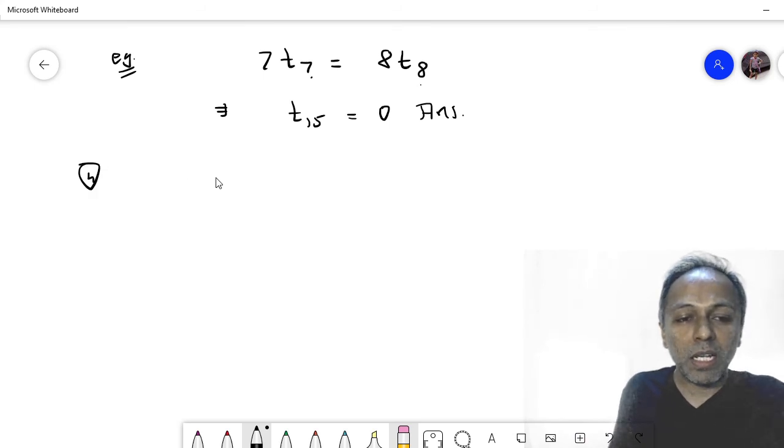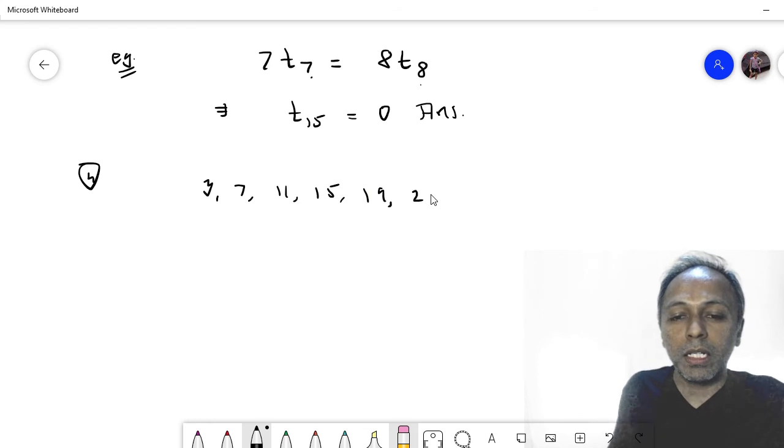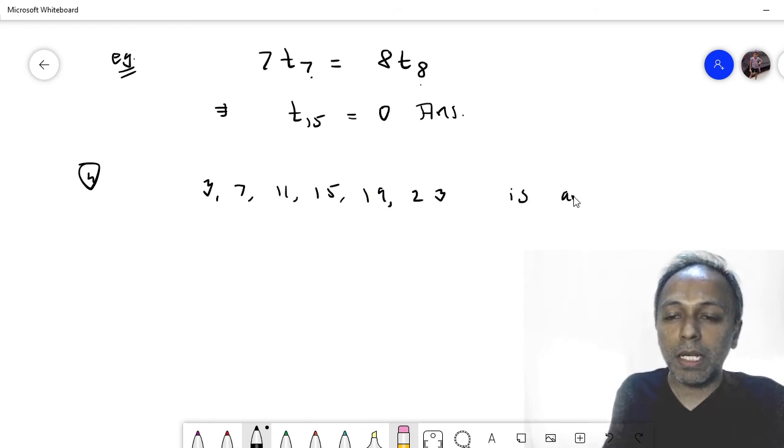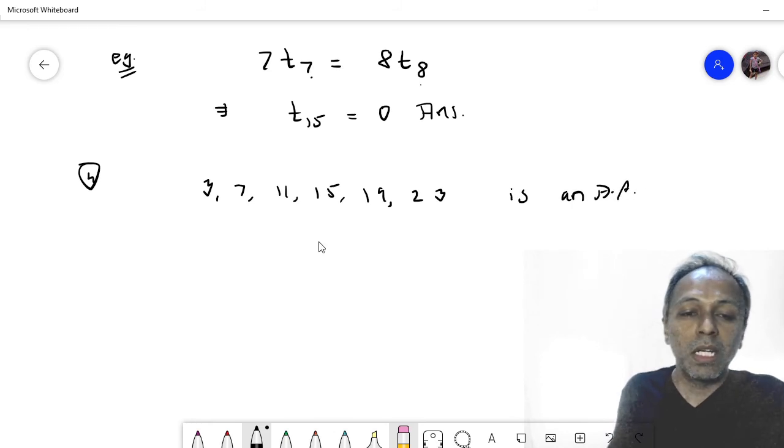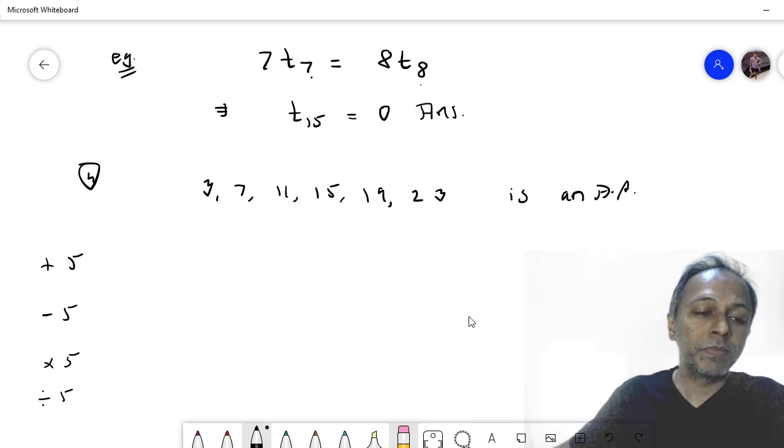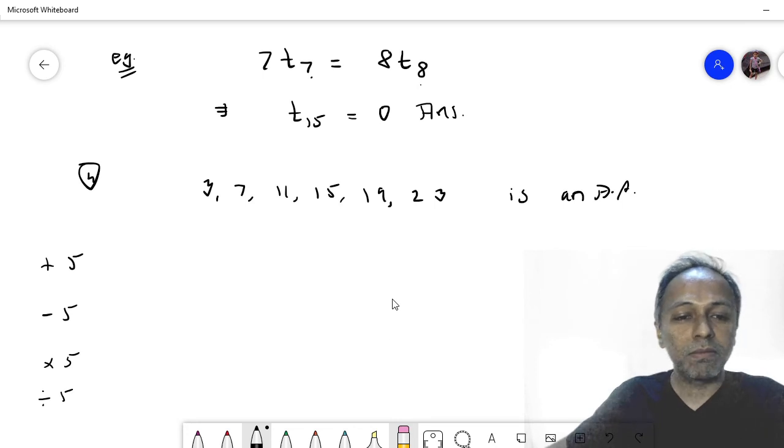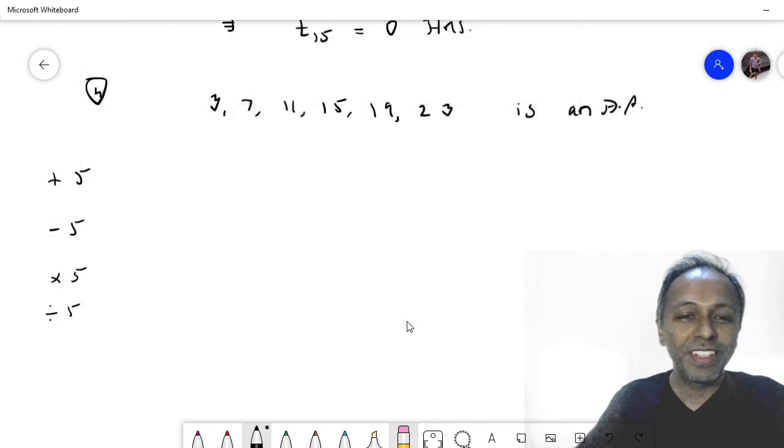Let us consider an AP again of some numbers like 3, 7, 11, 15, 19 and say 23. So this is an AP. Let us see what happens if you add 5 to it, if you subtract 5 from it, if you multiply 5 to it, and if you divide by 5. Let us say 5, I have just taken. 5 is my favorite number. Take it that way.